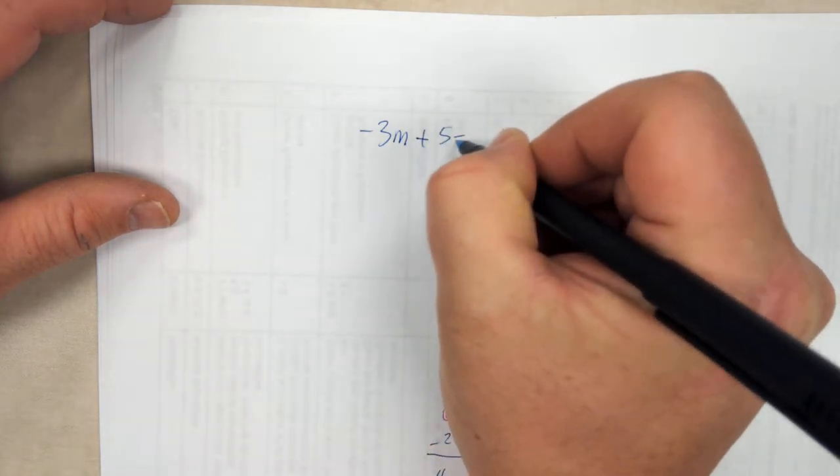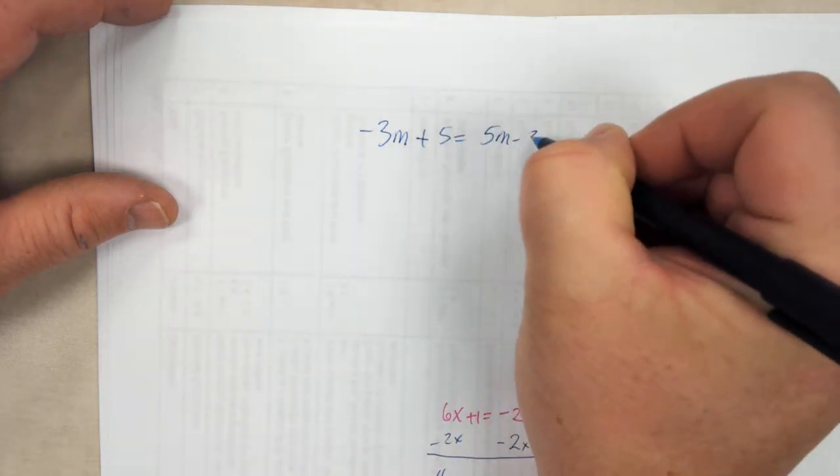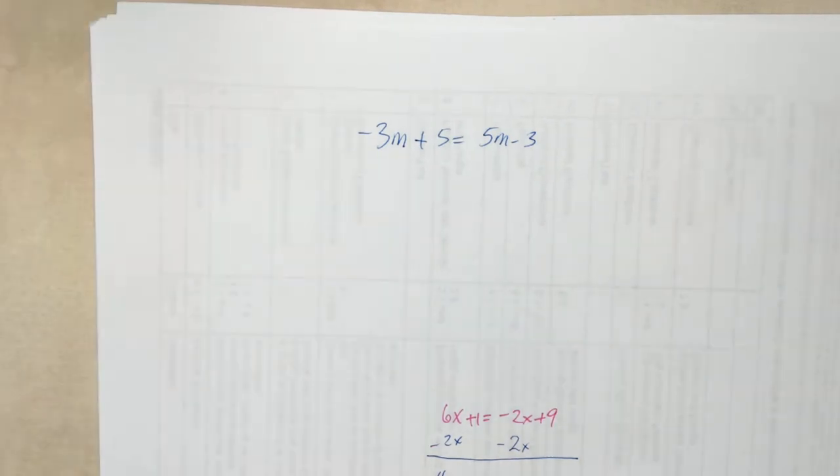Negative 3m plus 5 equals 5m minus 3. So let's try that one. Let's just do, let's see, the timer says 12:31, so let's do till 14.